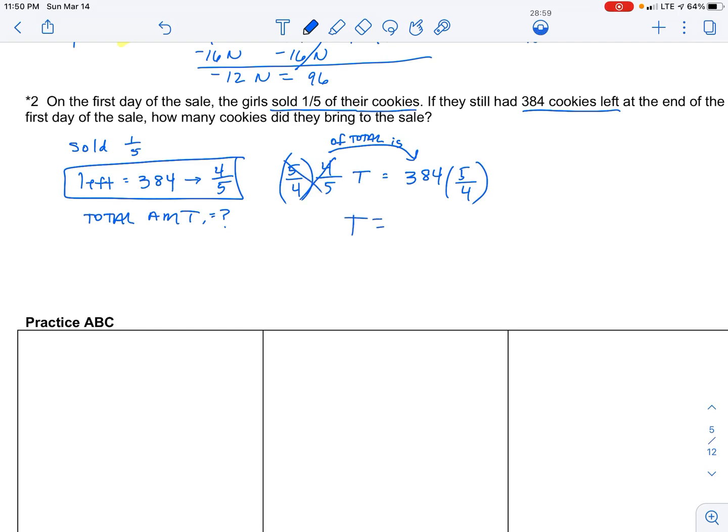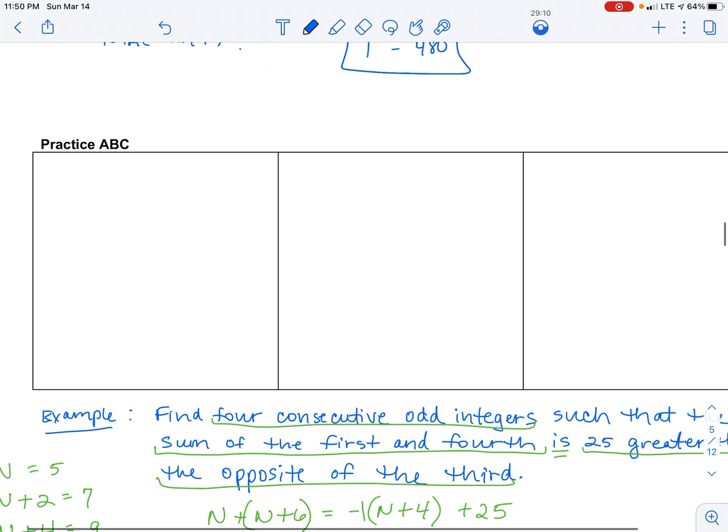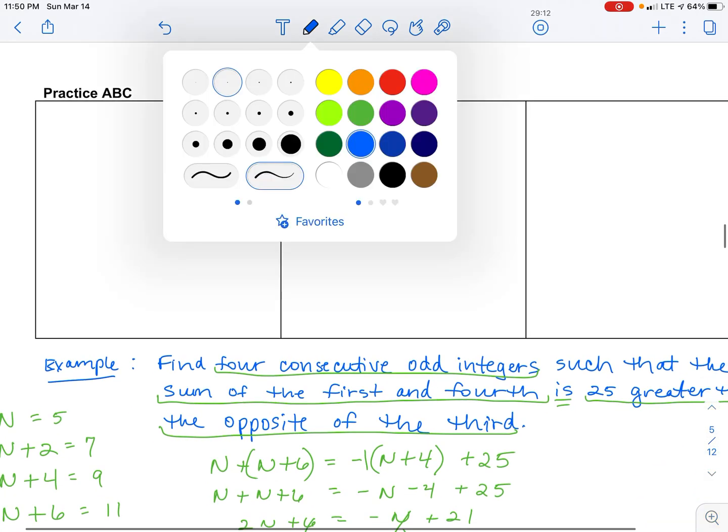And when you do the math on this, you're going to end up with 480 as your total amount. Okay? So that's how you do that. Now let's go ahead and work on our practice problems here.